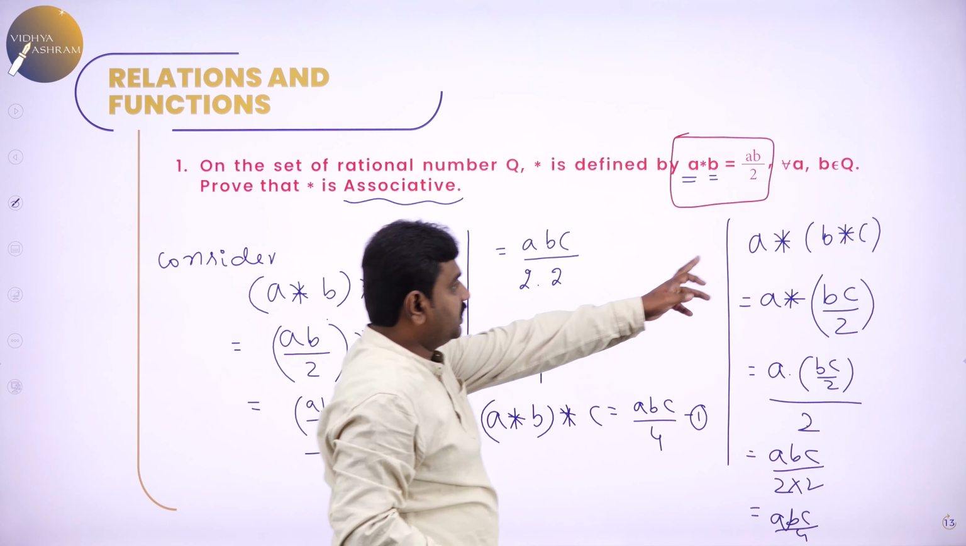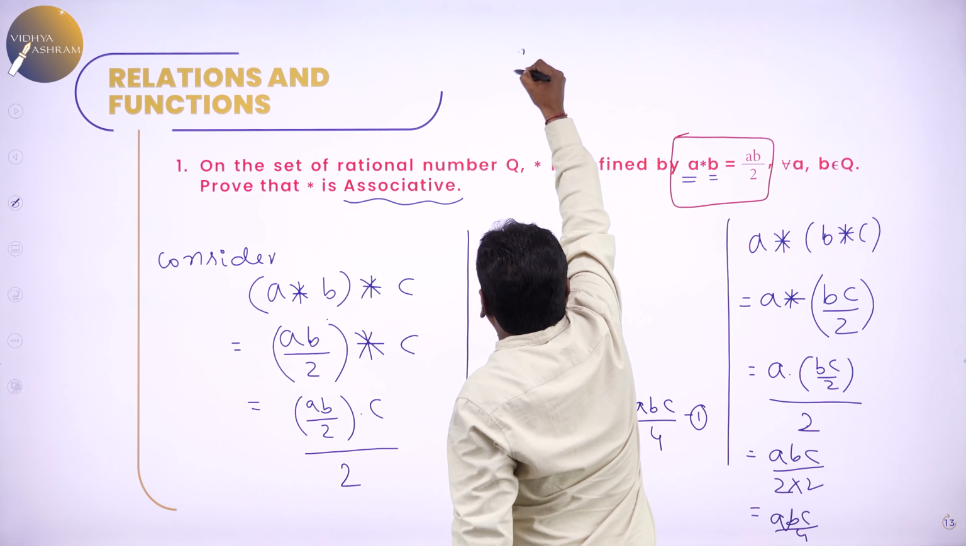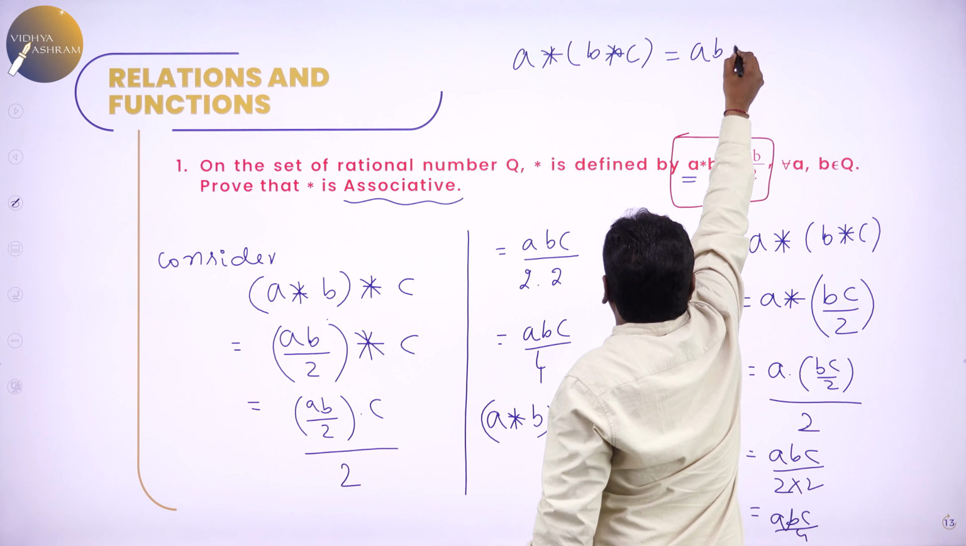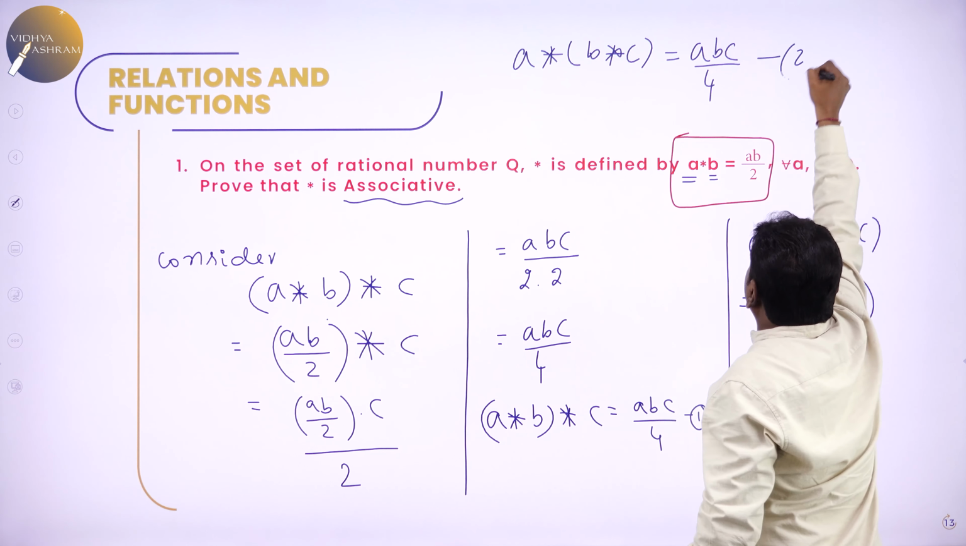Now I got A star B star C, I will write it here. So I got A star B star C. I got exactly ABC by 4. I call this as 2. Now observe 1 and 2.